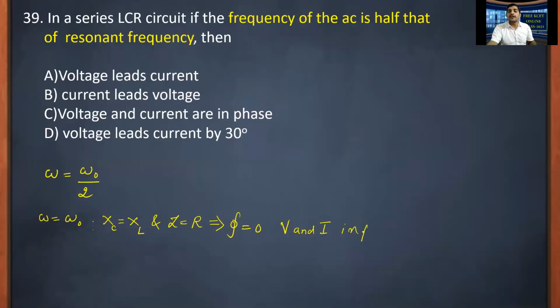That is at the resonant frequency. Now omega is equal to omega naught by 2, which means the frequency is less than omega naught. So what happens when omega is less than omega naught? Xc will be greater than XL. So that implies when Xc is greater than XL, this combination behaves like a capacitive circuit.